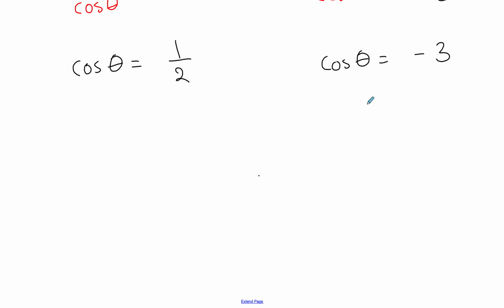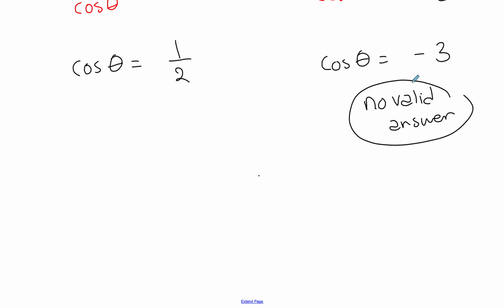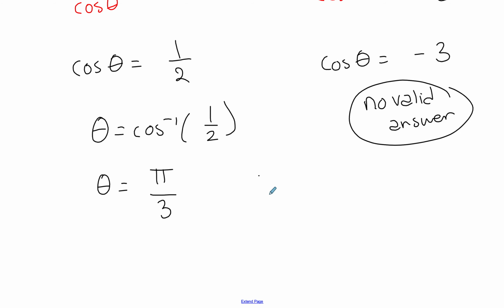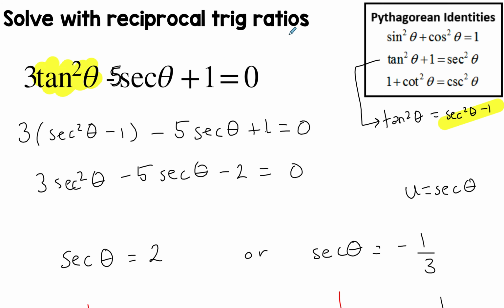Now, this will be no valid answer. There is no such theta that will give you a negative 3. The maximum cos theta could get to, just cos theta on its own, is 1, and negative 1 is the minimum. So we're left with this, and you need to take the inverse of that. Again, this should be easy to do, and that will be pi over 3. I forgot to mention, we are dealing with theta between 0 and 2 pi.